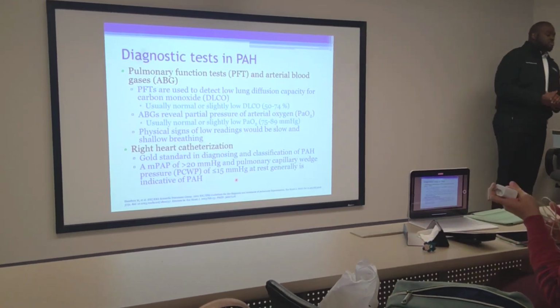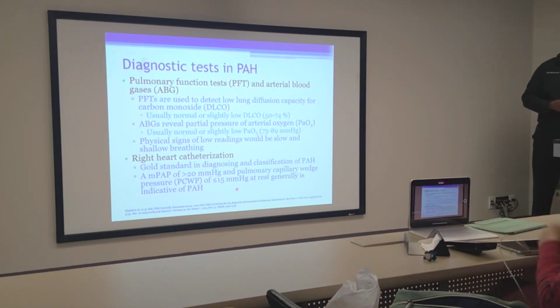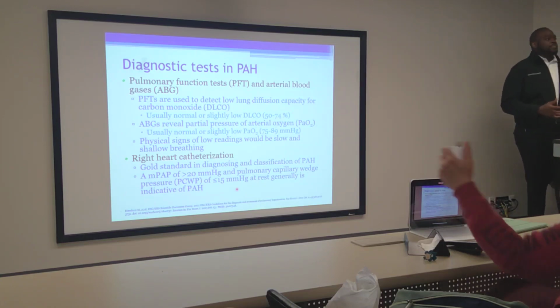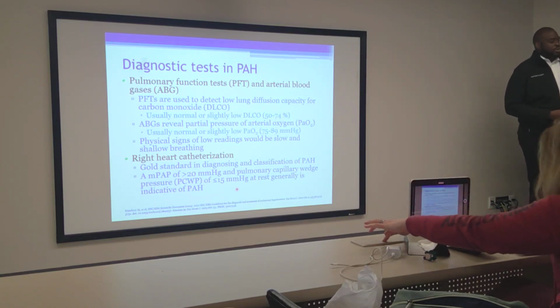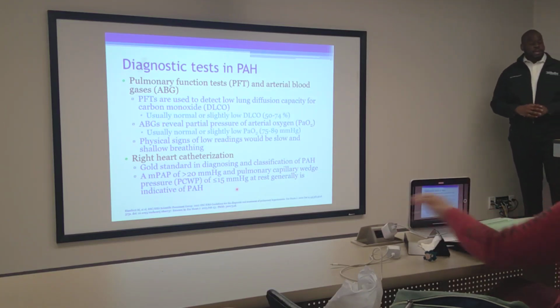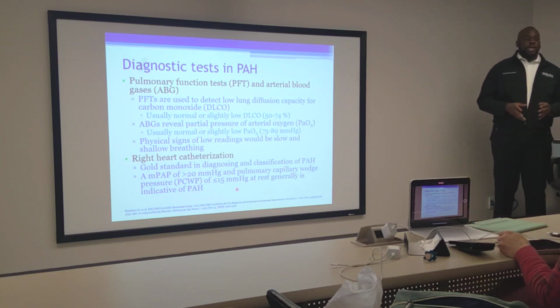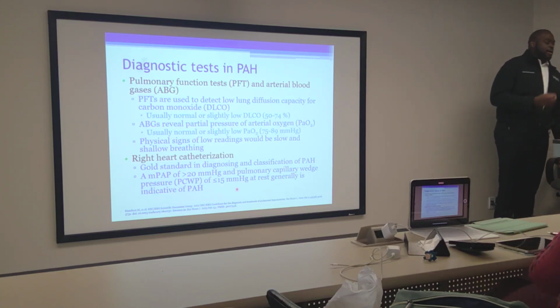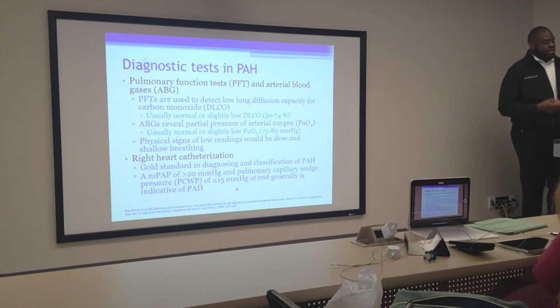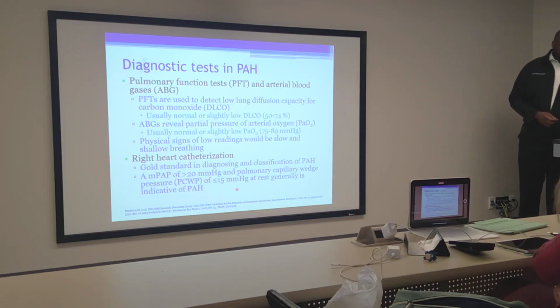And then we also have our right heart catheterization, our right heart cath. This is actually the gold standard in diagnosing and classifying PAH. With that, know that an mPAP of greater than 20, as well as a pulmonary capillary wedge pressure, PCWP, of 15 or less at rest, generally is indicative of PAH.